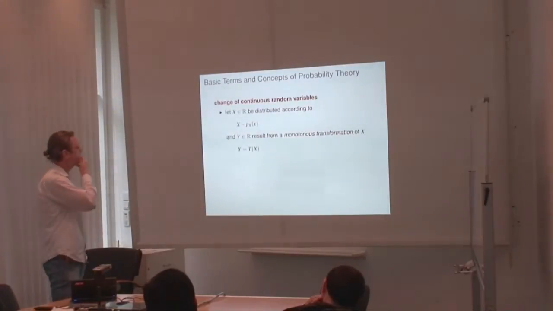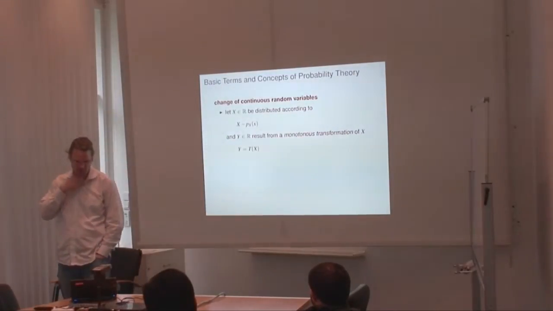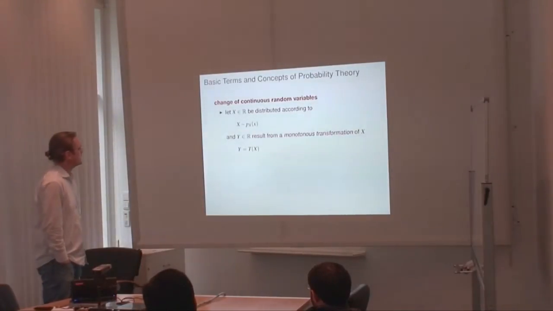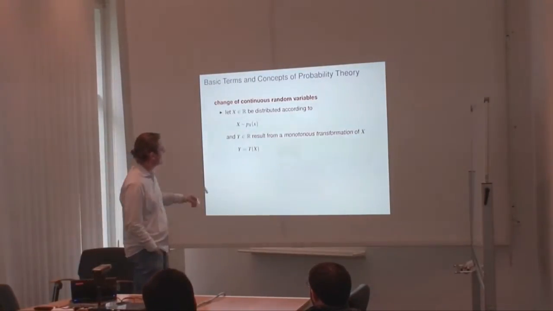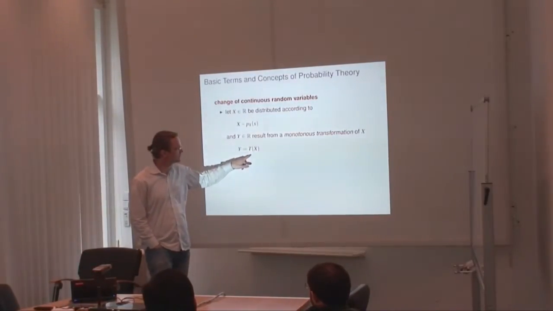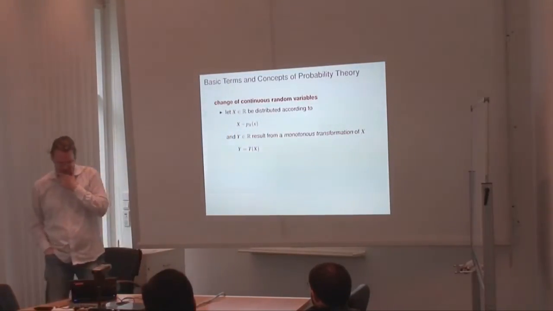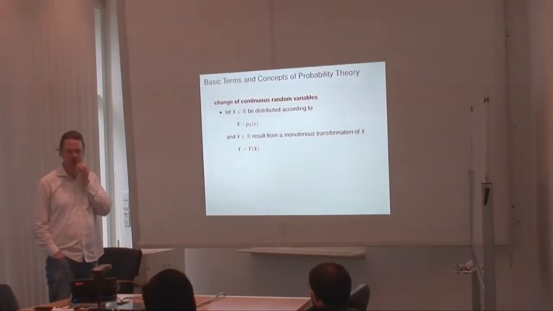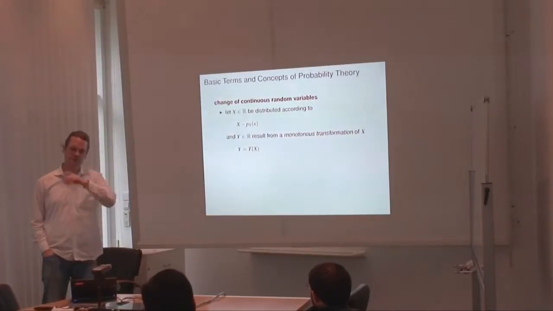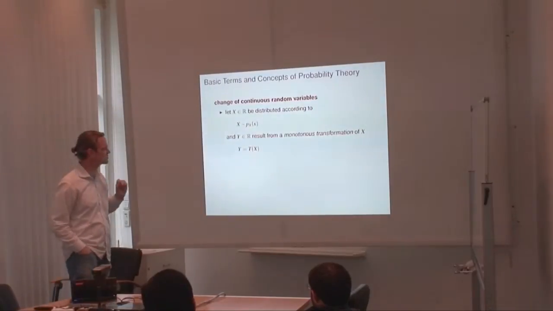And then we also consider a random variable y, which also assumes values in the real numbers. And we assume that this y results from a transformation of x. And I highlighted the important requirement that this transformation is monotonic. So it either grows or declines, but it does not both grow and decline. Whatever, it's monotonic. It either grows or declines. It has to be monotonic.